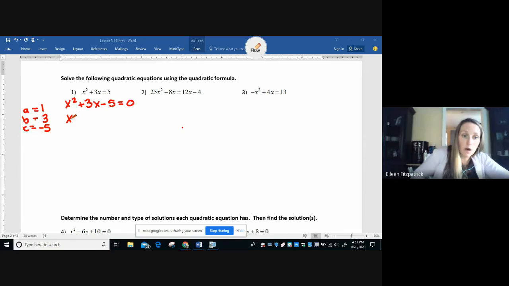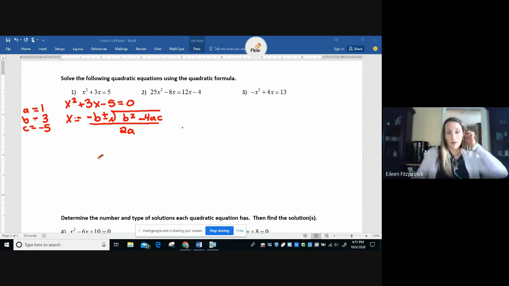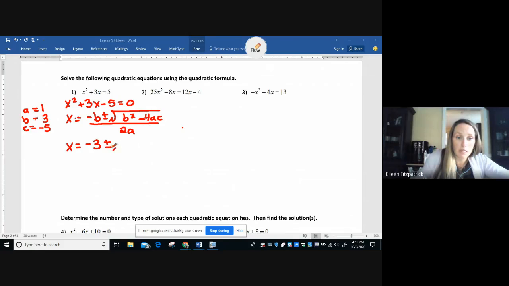Then if you don't have it memorized, you might want to say it out loud and write it down every time so that you memorize it. It's negative b plus or minus the square root of b squared minus 4ac, all over 2a. And from here, it's just plugging in, simplifying, following PEMDAS correctly, and getting your answer. So I'm going to have x is equal to negative 3 plus or minus the square root of 3 squared minus 4 times 1 times negative 5, all over 2 times 1.